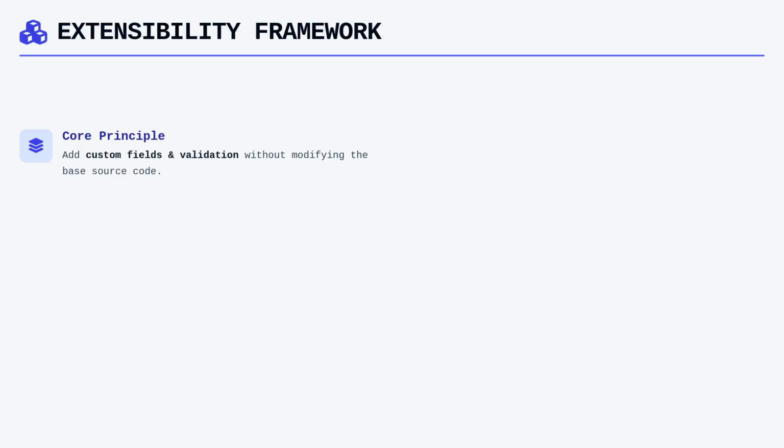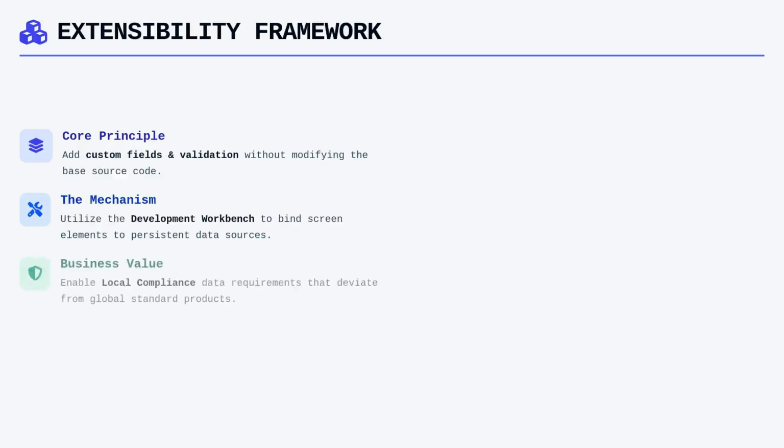The Extensibility Framework allows us to add custom fields or validation logic to trade finance screens without modifying the base source code, a concept that is frequently tested. When you extend a view, you are essentially leveraging the FLEXCUBE development workbench to bind new screen elements to data sources that persist into the underlying database schema.